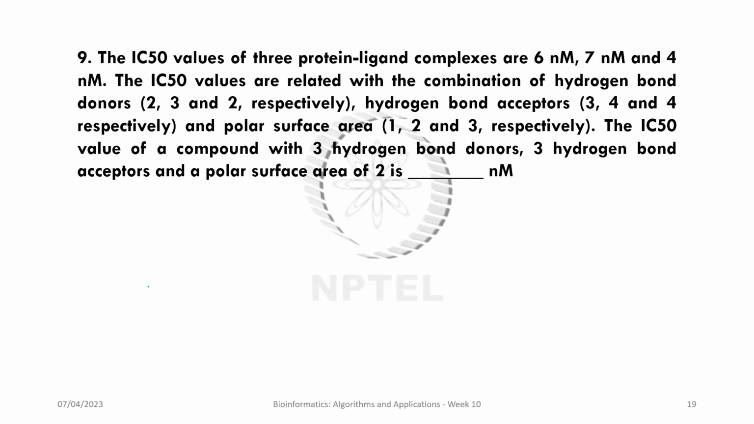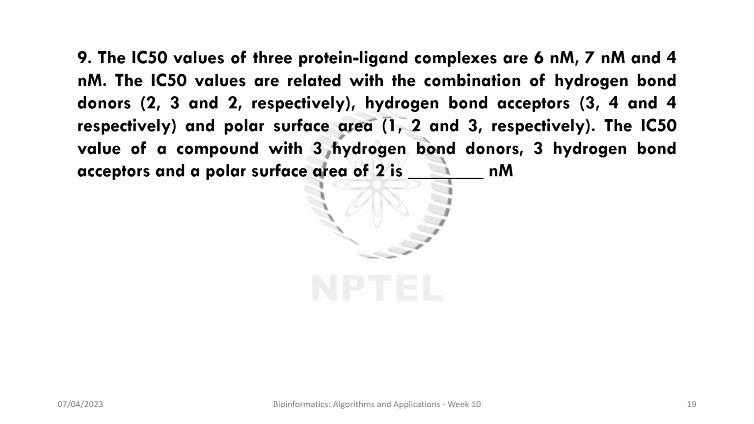Question 9. The IC50 values of three protein ligand complexes are 6 nanomolar, 7 nanomolar, and 4 nanomolar. The IC50 values are related with a combination of hydrogen bond donors as 2, 3, 2 respectively, hydrogen bond acceptors 3, 4, 4 respectively, and polar surface area 1, 2, and 3 respectively. The IC50 value of a compound with 3 hydrogen bond donors, 3 hydrogen bond acceptors, and a polar surface area of 2 is dash nanomolar.